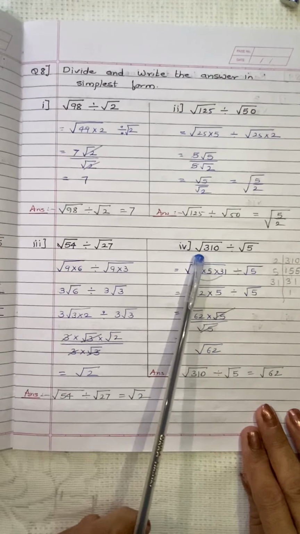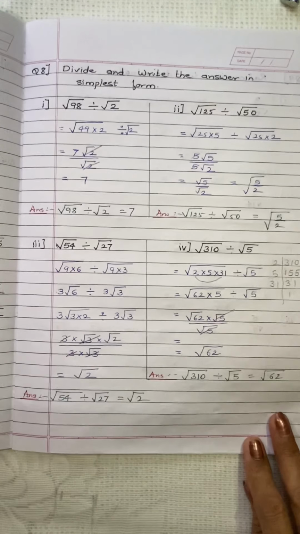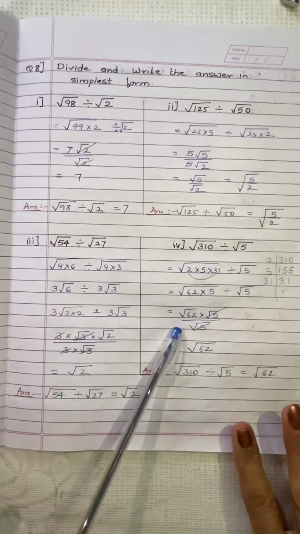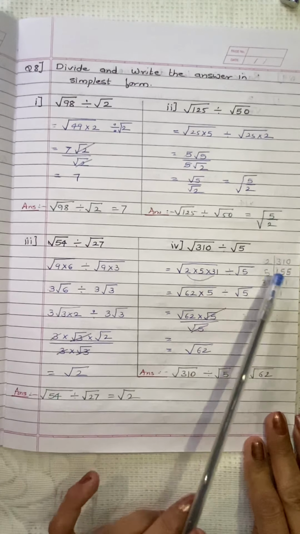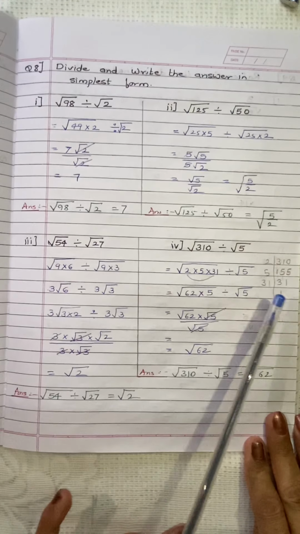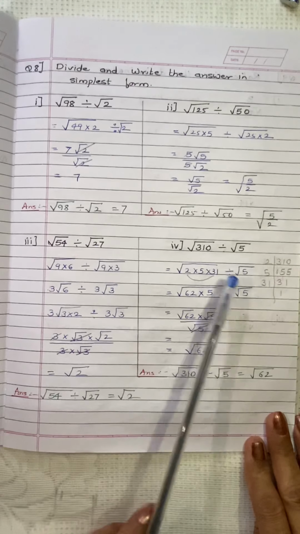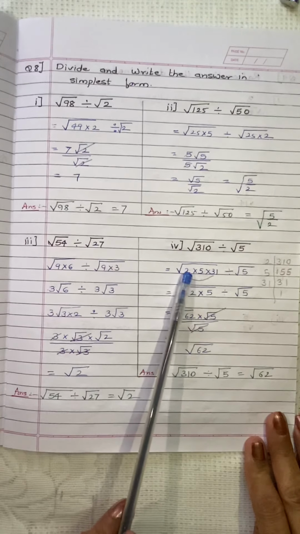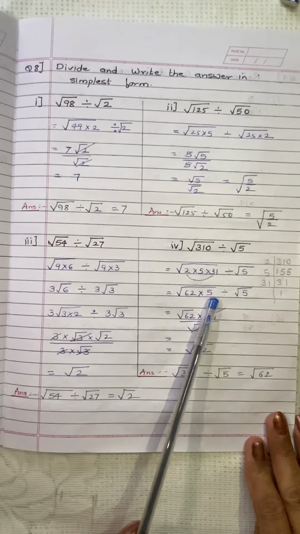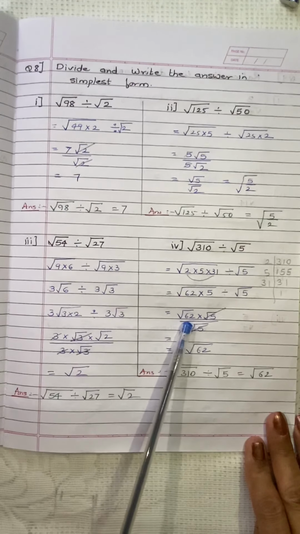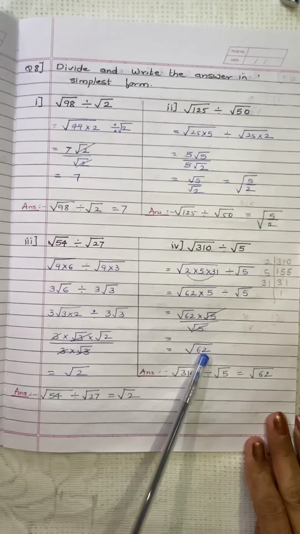Fourth sub question, root 310 divided by root 5. I can find the factors of 310, that is dividing it by 2, then 5, then 31. So I can write this as 2 into 5 into 31 divided by root 5. So I can take this as 62 into root 5 divided by root 5. So 62 into root 5 upon root 5 gets cancelled. Root 62 is the answer.